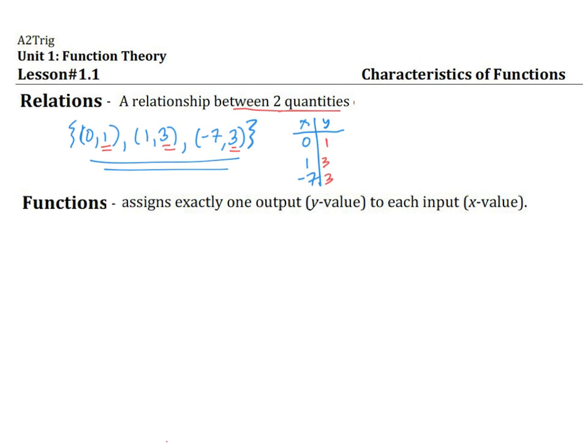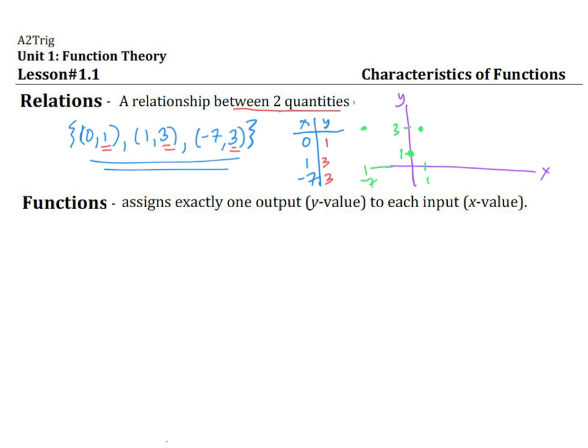Or I might represent this relationship as a graph. So this is my x-axis, my y-axis. Here I have 0, 1, so that's one point. I have 1, 3, another point. Or I have -7, 3. So those are also three different ways I could represent a relation.